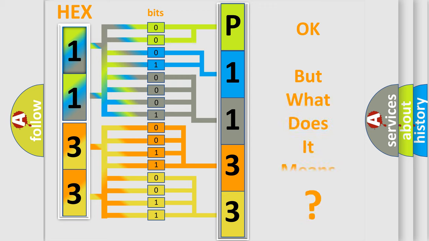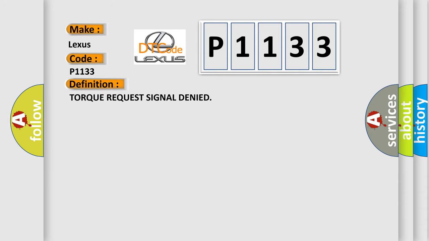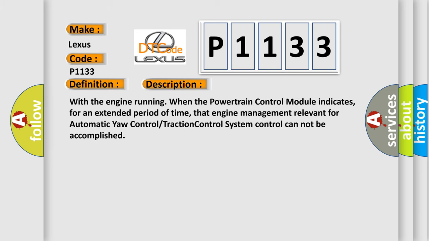The number itself does not make sense to us if we cannot assign information to what it actually expresses. So, what does the diagnostic trouble code P1133 specifically mean for Lexus vehicles? The basic definition is torque request signal denied. And now this is a short description of this DTC code. With the engine running, the powertrain control module indicates, for an extended period of time, that engine management relevant for automatic yaw control traction control system control cannot be accomplished.